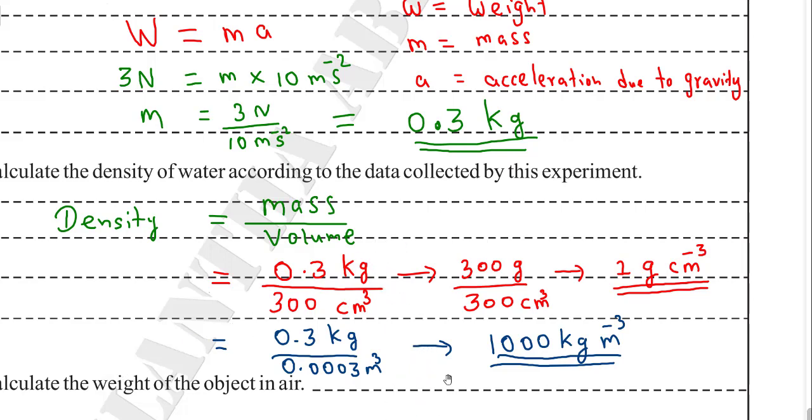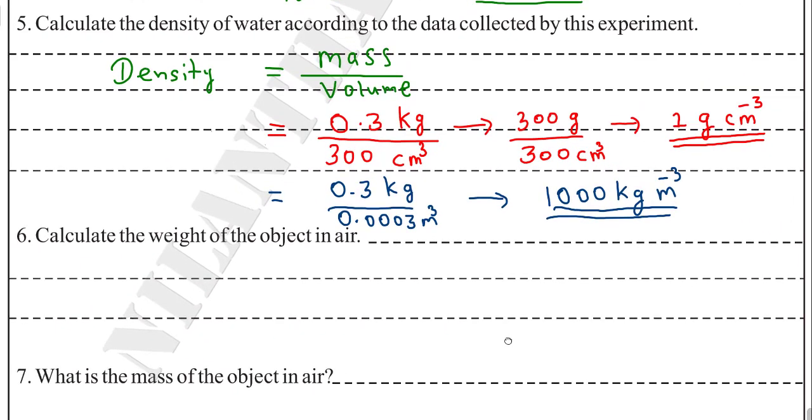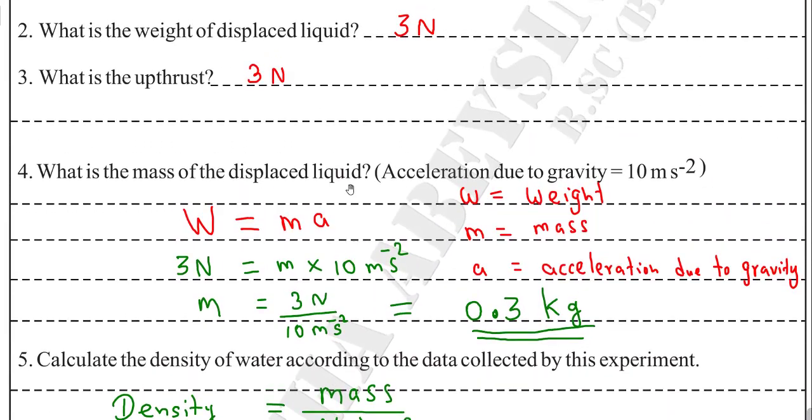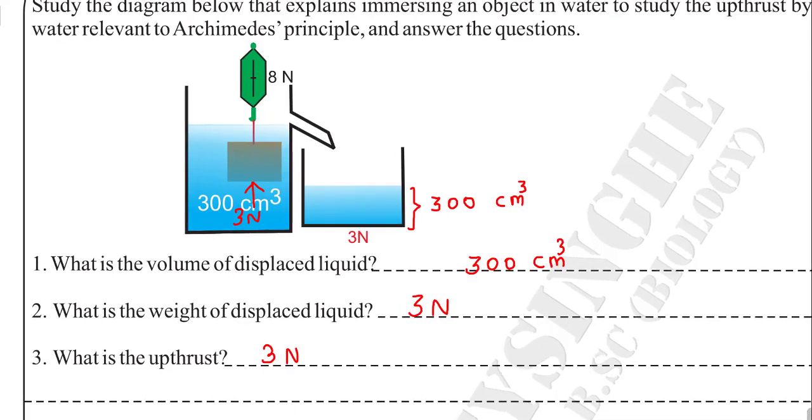It gets complex, right? Calculate the weight of the object in the air, right? You can find this object. It is 8 Newton. It is 8 Newton after giving the 3 Newton to the water, children. When you are giving the 3 Newton to the water, upthrust, it becomes the 8 Newton.